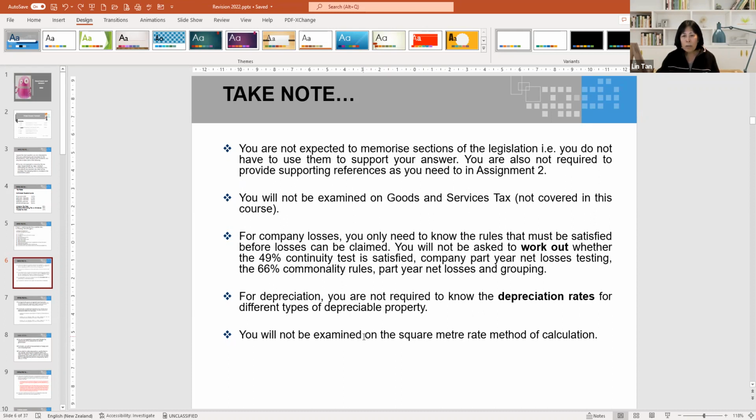Now, the office expenses, which you have in your assignment 2, where you're expected to also calculate using the square meter rate, you will not be examined on the square meter rate. Now, the square meter rate all comes from the determination. The determination is issued by the Inland Revenue, and they're all available on the IRD website. So, of course, in the exam, you're not able to go to the IRD website. So none of the determinations will be examined. And the square meter rate is one of the good examples of determinations.